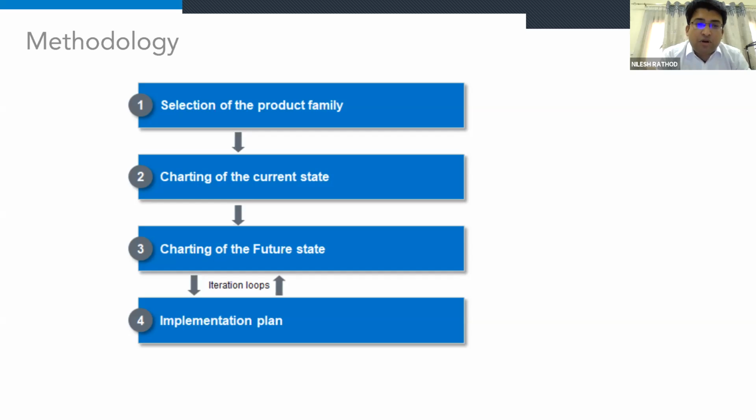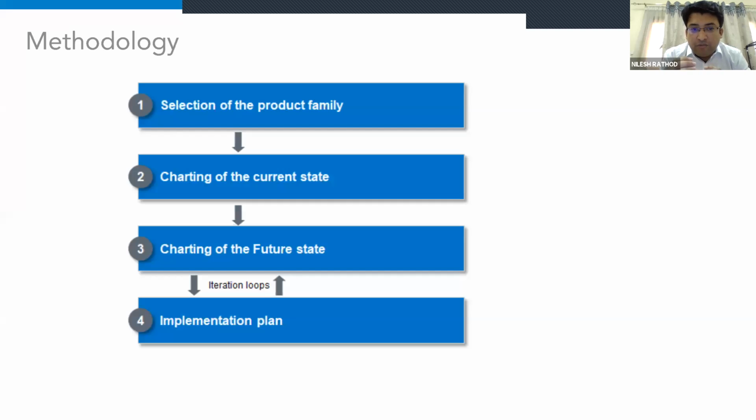Second, you have to draw a current state map. That product goes through various operation stages, so you have to map the material flow of that particular product. Third, drawing a future state. Future state is nothing but your ideal state, or it is a blueprint of the way you want it in the future.